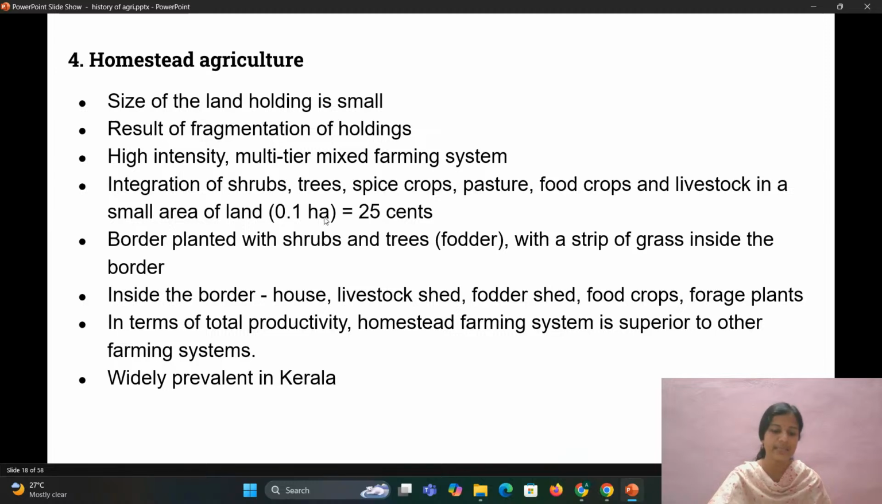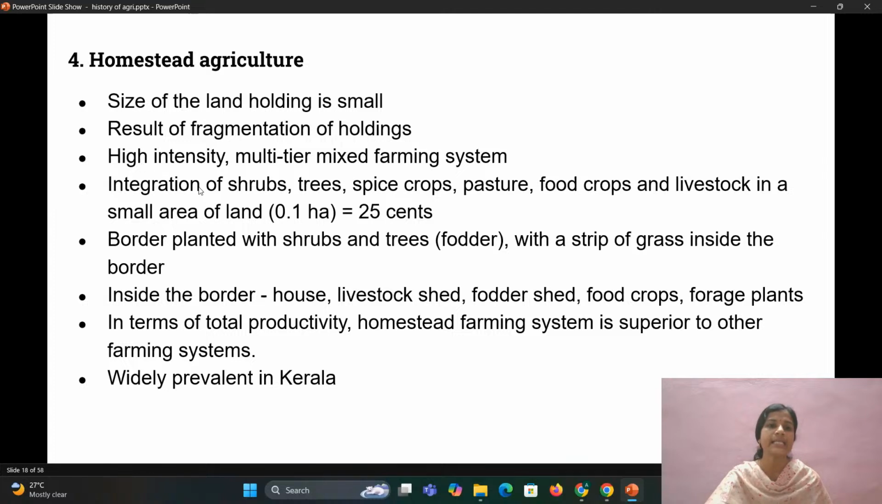Homestead agriculture is the peculiarity of Kerala. It is a type of agriculture that is practiced where the size of the land holding is small. Homestead agriculture is a result of fragmentation of agricultural holdings. So fragmentation of agricultural holdings led to homestead agriculture, and the main characteristic of homestead agriculture is that it is a high intensity multi-tier mixed farming system.